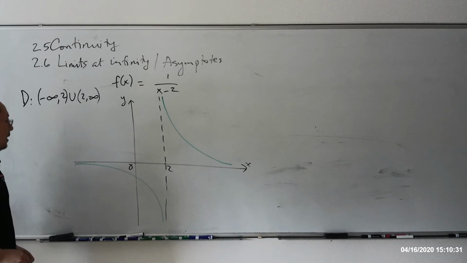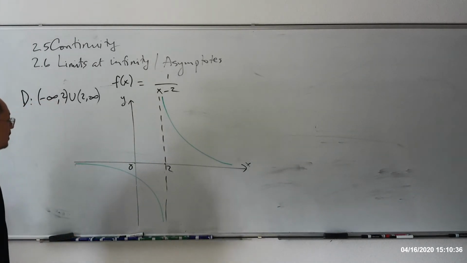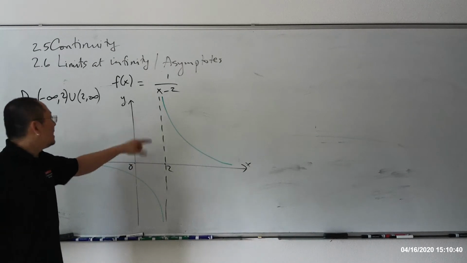So 2 is not in the domain. In other words, we can talk about any value in the domain except for 2. Okay. So if they ask you about continuity, they have to specify the point. Is that continuous?